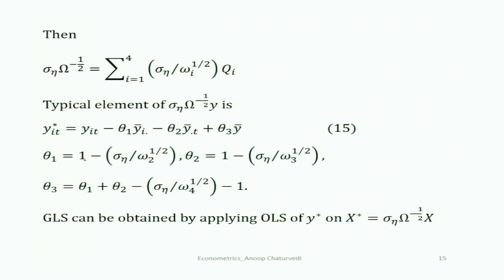Here θ1 is equal to 1 minus (σ_η upon ω2) to the power half. θ2 is equal to 1 minus (σ_η upon ω3) to the power half, and θ3 is equal to θ1 plus θ2 minus (σ_η upon ω4) to the power half minus 1. So, what you have to do is multiply y by σ_η into Ω to the power minus half. Now, you can easily obtain the generalized least squares estimator by applying OLS to y* on x*, where x* is equal to σ_η Ω to the power minus half x. So you make these transformations, take y* and x*, and then run OLS between y* and x*.